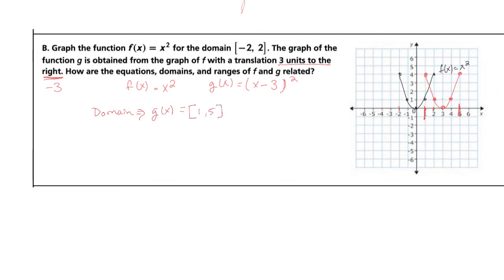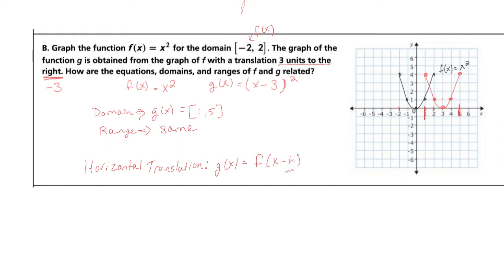And then this is our domain for f of x. Our range, we did not move up or down, so it stays the same. And now if we have a horizontal translation, our g of x is going to be equal to f of x minus h.